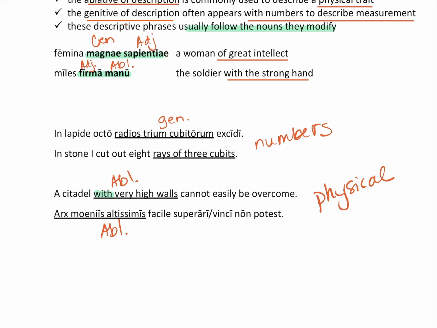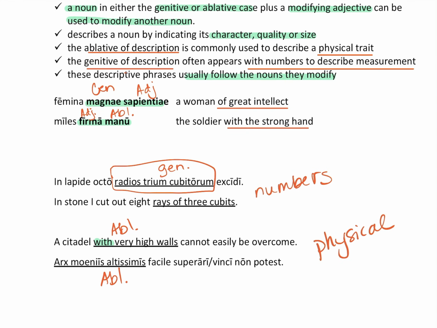So the only thing that's going to trigger this is that you're going to look for whole entire phrases in a case that you don't normally expect, and they're going to have physical traits, character, quality, size, numbers, those sorts of things.